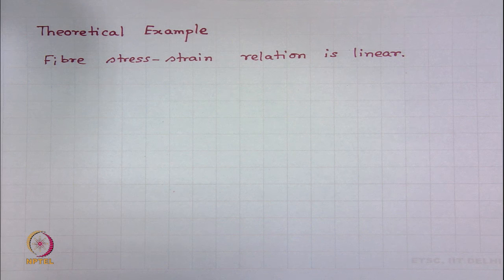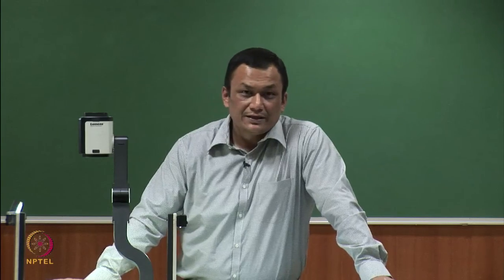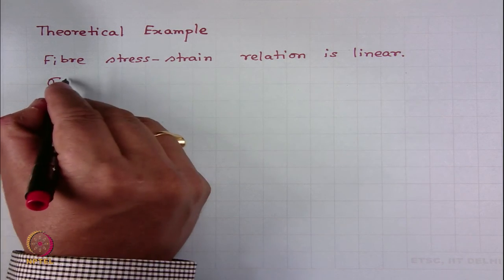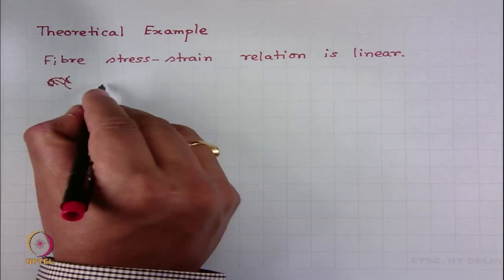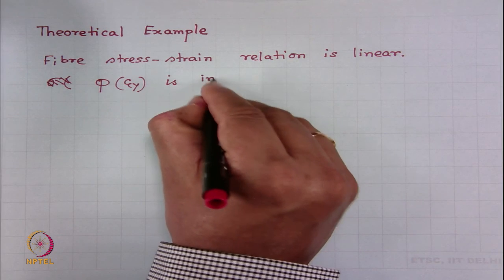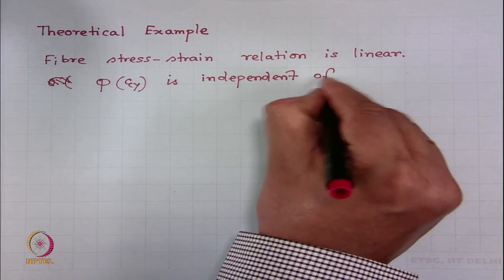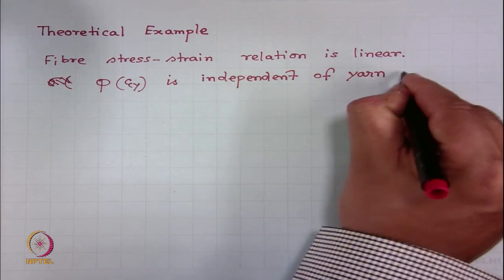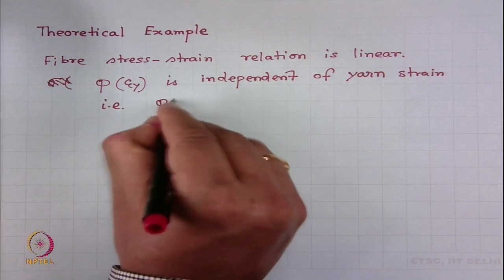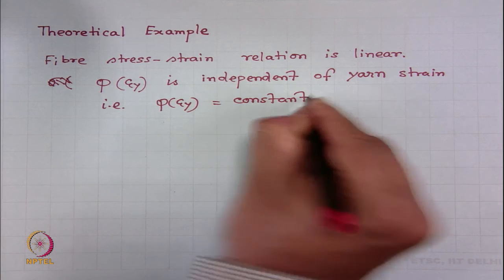The moment we assume fiber stress strain relation is linear, automatically this phi is independent of yarn strain, that is phi.